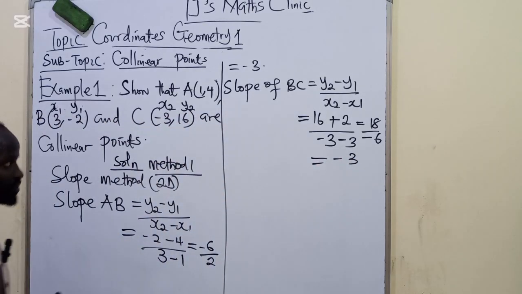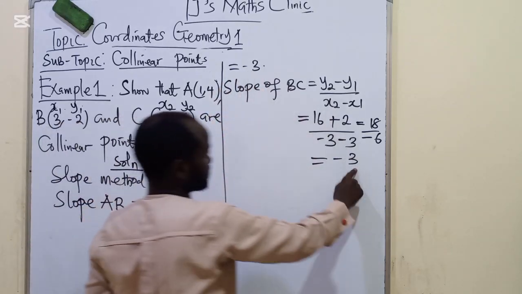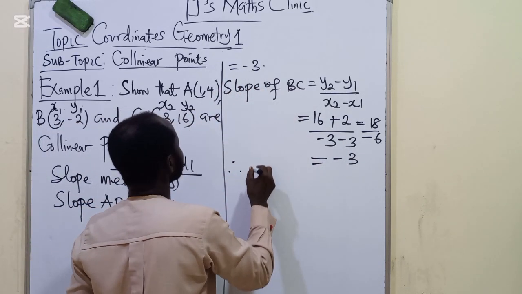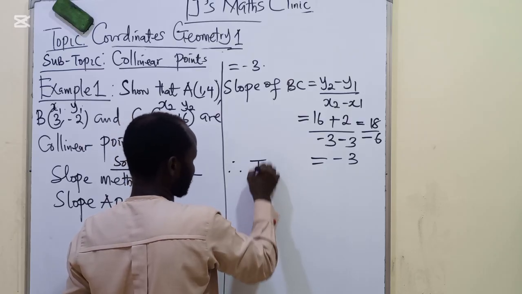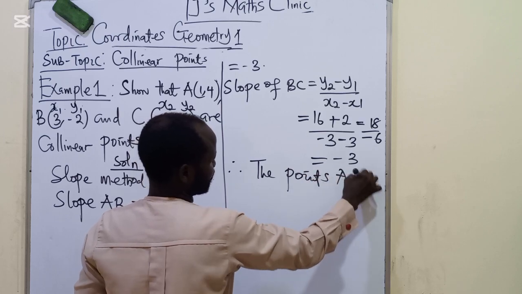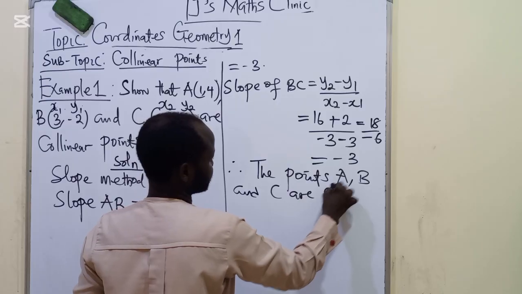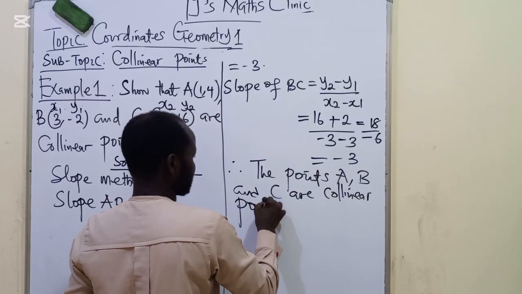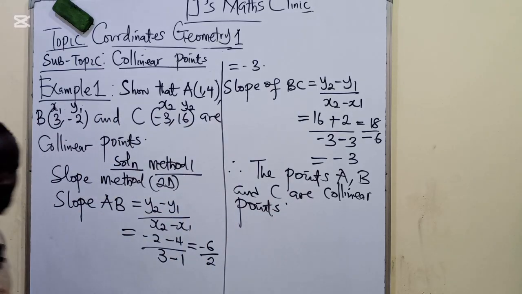So since the slope between AB and BC is giving us -3 and -3, we can conclude that the points are collinear. Therefore, we have shown that the points A, B, C are collinear points, since the slopes are the same, -3 and -3. So this is how to prove it.